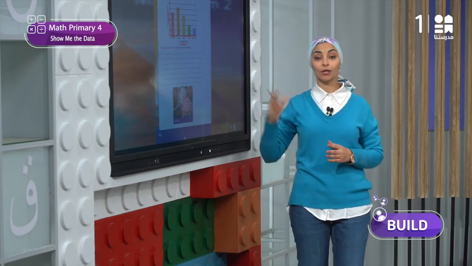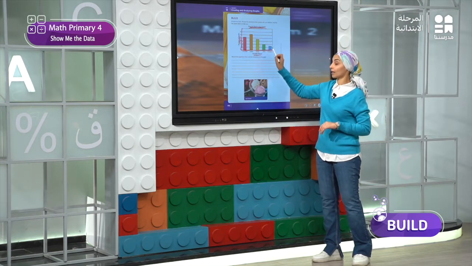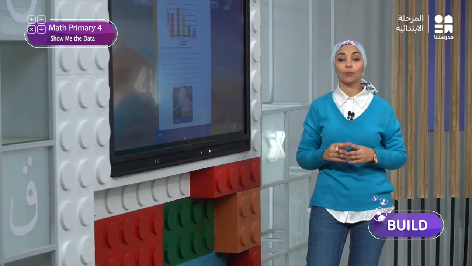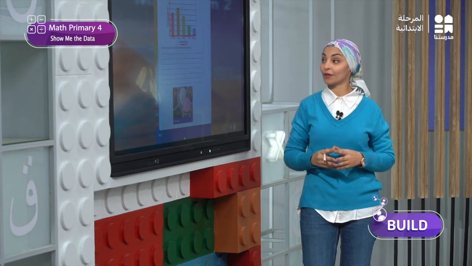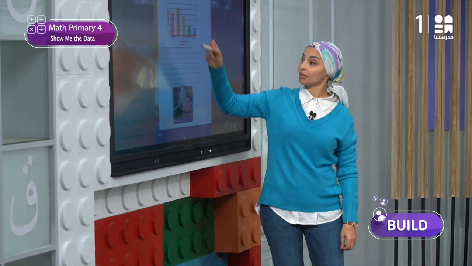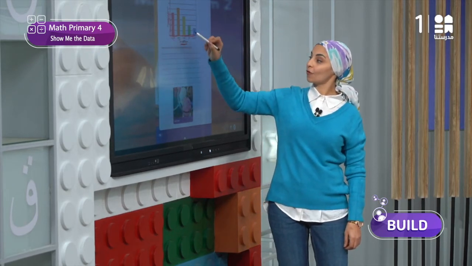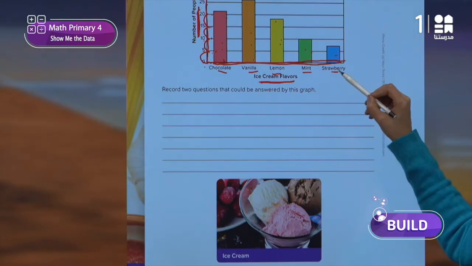Here we have 5 bars in this graph. 1, 2, 3, 4 and 5 bars. كل bar represent a different flavor of ice cream. يعني مثلا first bar represent the chocolate flavor, second bar represent vanilla, third one represent the lemon, fourth one mint, and fifth one strawberry.